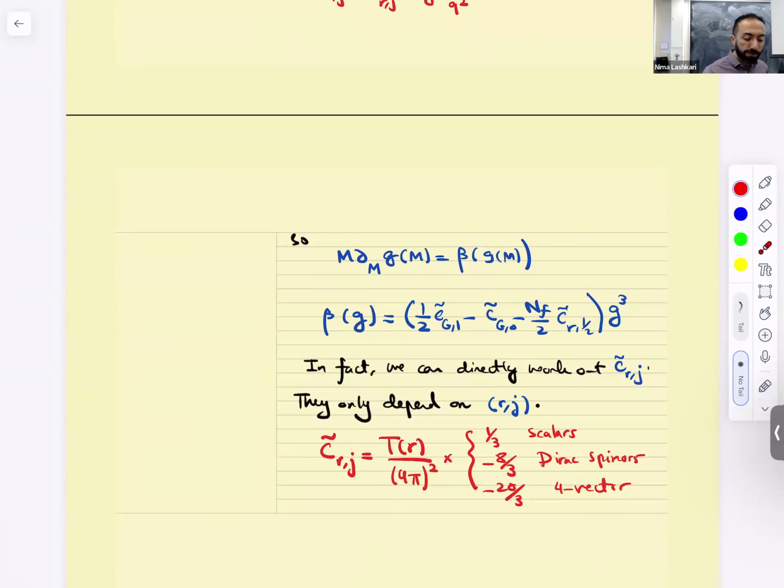Finally, once all the dust settles, the beta function becomes half of C tilde G1. This is the gauge boson, this is the ghost, these are the fermions, and GQ. For this to be asymptotically free, this coefficient has to be negative. But these C tildes are completely fixed by representation theory: TR over 4 pi squared, 1/3 for scalars, minus 8/3 for Dirac spinors, minus 20/3 for vectors. Importantly, the gauge boson, the thing we're putting all our bets on, comes with minus 20/3, a large number, and that's good.